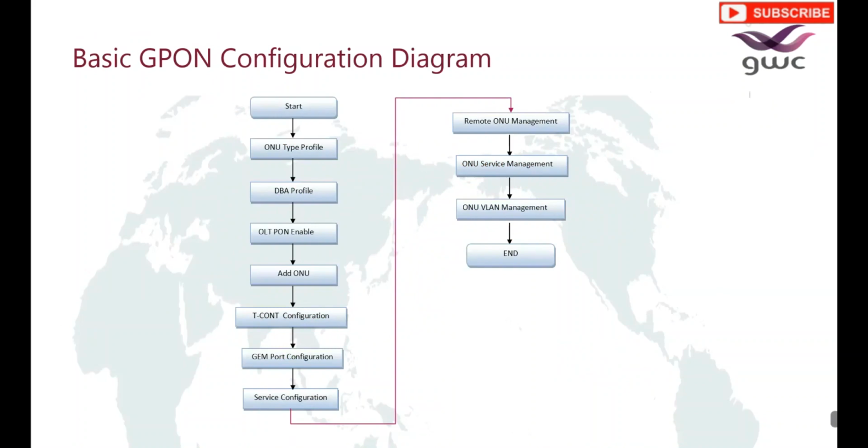Now let's cover the basic GPON configuration diagram, and let's start our basic command line configuration using the GWC OLT 008 device. To start the configuration we need to create the ONU type profile, DBA profile, enable PON, add ONU, TCONT configuration, GEM port configuration, services configuration, remote ONU management, ONU service management, and ONU VLAN management.